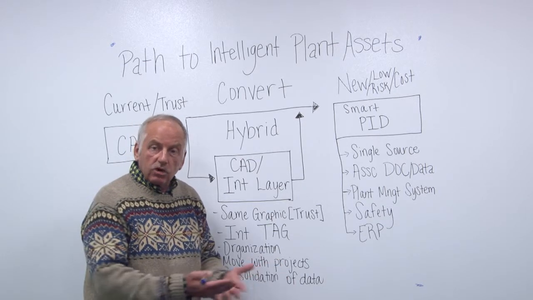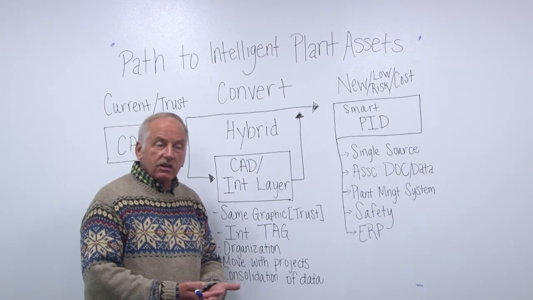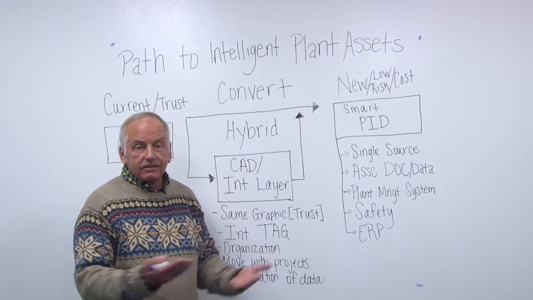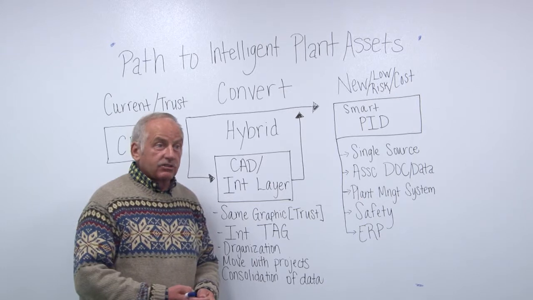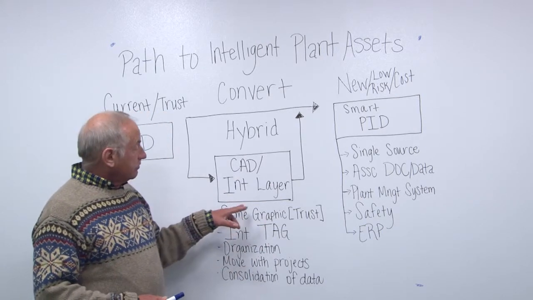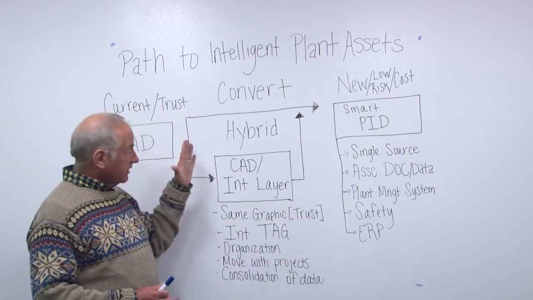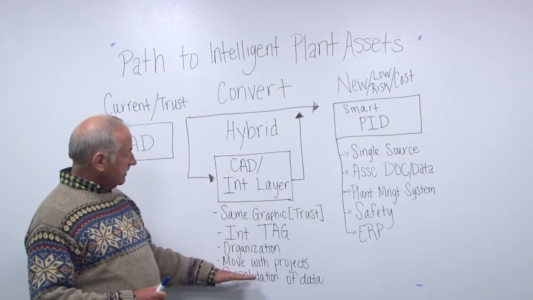Now, we want to merge that, and we all know if you have the data in one spot, it's a lot easier to keep track of it and maintain it than it is in three or four different little pots of data. So that is what you go for. And then you can have the same graphic, which carries the trust that you had with the current one. So that's the same, and you overlay it with the intelligent layer.